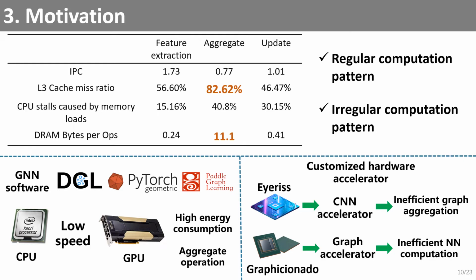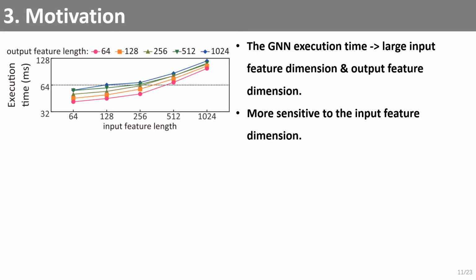Nevertheless, neither neural network accelerators nor graph accelerators can process GNN models with both neural network operations and graph operations, which poses more pressure on the on-chip data buffer and memory access optimization. We take GCN as an example to evaluate how the graph features affect the execution time of GNN models. The results reveal that the GNN execution time increases with both larger input feature dimension and output feature dimension, while the execution time is more sensitive to the input feature dimension.